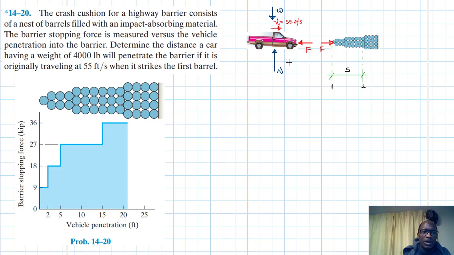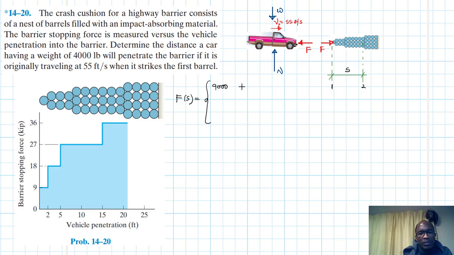Great. So we have this particular information, and the idea now is to calculate the amount of deformation in this crash cushion. But we've been given here a stepwise function. So we have the force, which is a function of the displacement. The force is displayed on the y-axis in kips, and 1 kip is just equal to 1,000 pounds. I'll convert this to pounds because even the weight is in pounds.